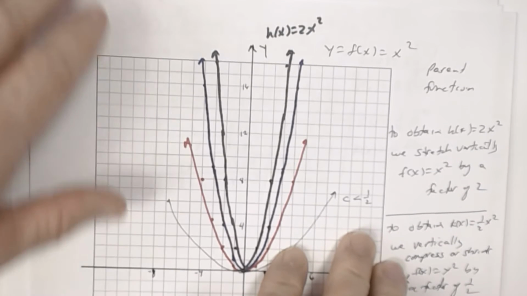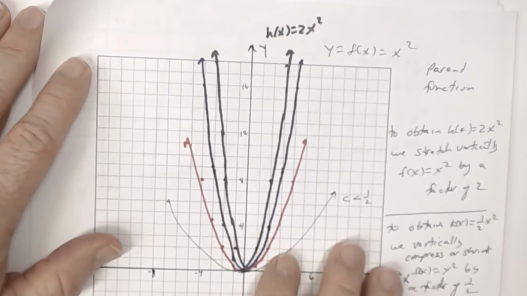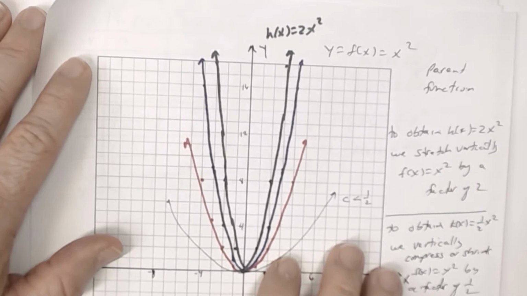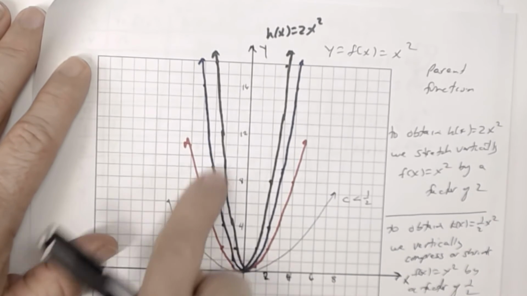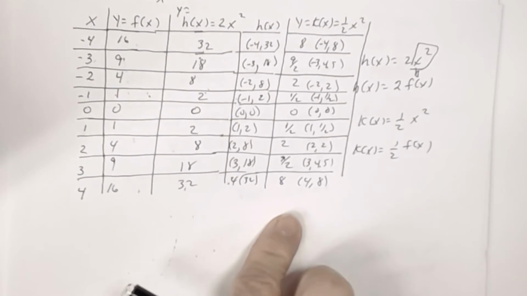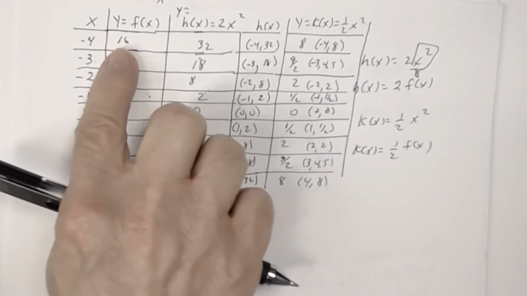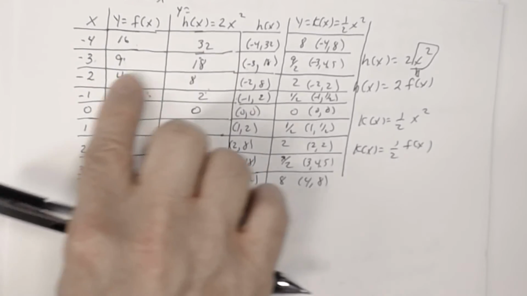Okay? All right, so I know it is not an easy concept to understand, the idea of vertical stretching or vertical shrinking. It's not an easy concept, but hopefully if you go back and you look at what's happening to these y values here, you're going to understand that. So you see, you went from 16 to 32, so you're stretching.